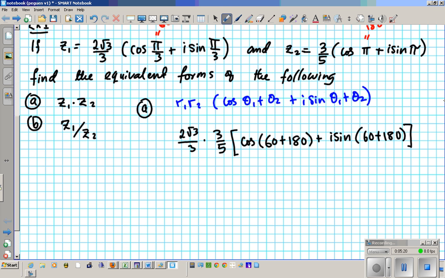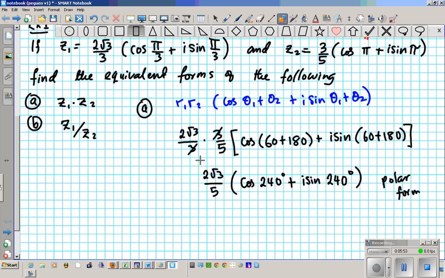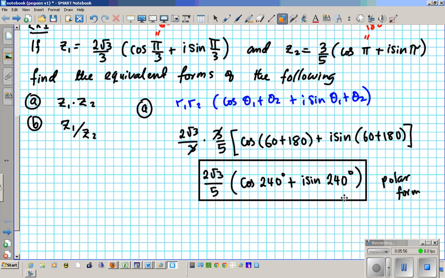Okay, so let's work this out. If we multiply these two, the 3's cancel out. So we're going to have 2 root 3 over 5 times cosine of 60 plus 180, which is 240, plus i sine of 240 degrees. Now this is your answer in polar form. We're going to express our answer in rectangular form in a minute.